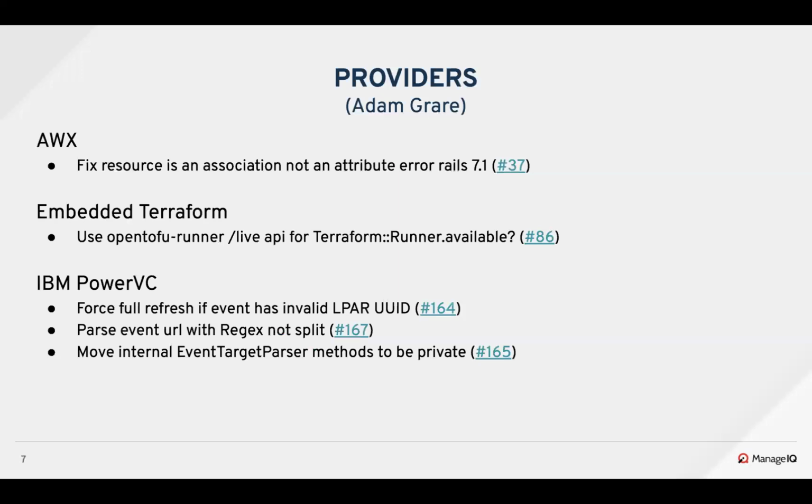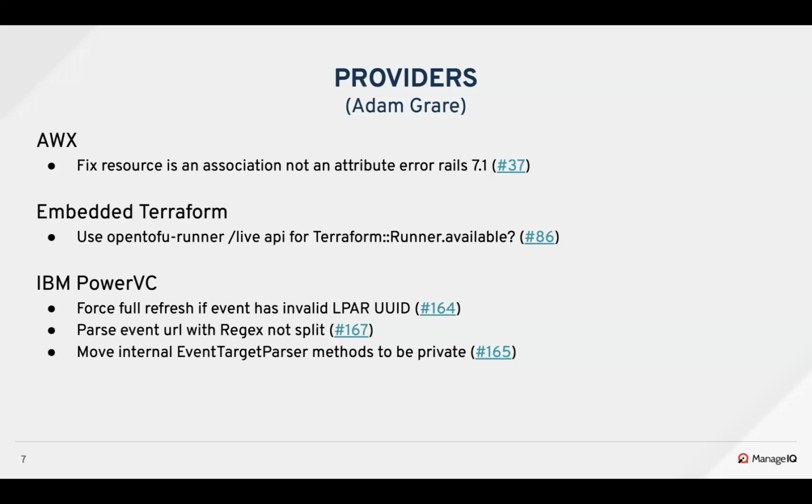Thanks, Gilbert. For AWX this sprint, Joe fixed an issue with resource being an association, not an attribute, which was causing an error in Rails 7.1 that was on the credentials model, I believe. For embedded Terraform, Manoj fixed the API endpoint that the Terraform runner available method calls. It should have been using the /live API, and so we got that updated.